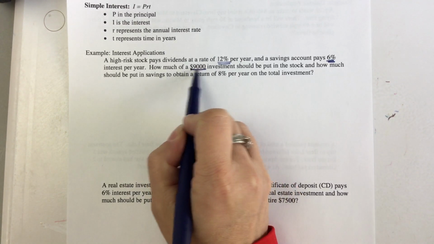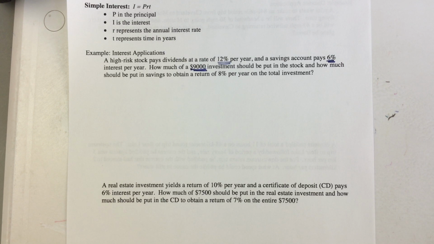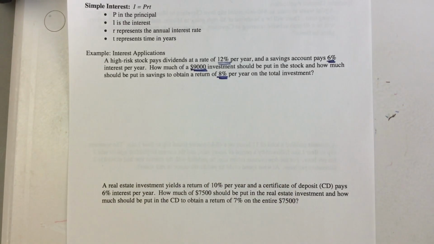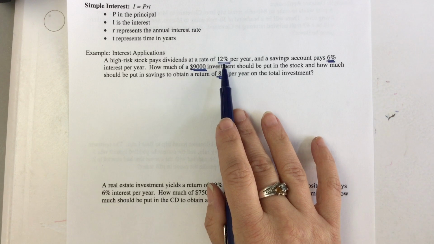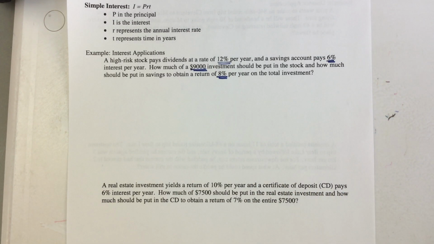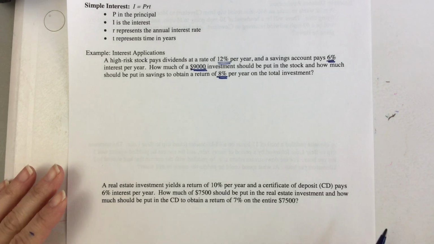How much of a $9,000 investment should be put in the stock and how much should you put in savings if you want a return of 8%? You want more than savings, so you're not going to put it all in savings. You're not willing to risk that much. This is a high risk stock, so you don't want to put it all in there either. So you want to go somewhere in between the two. So let's go ahead and look at this.